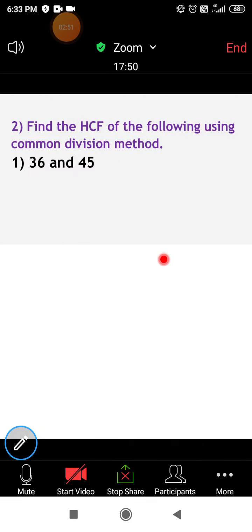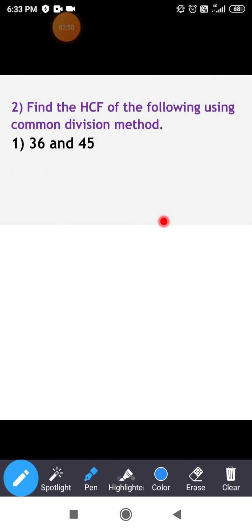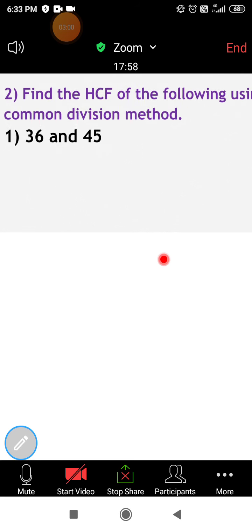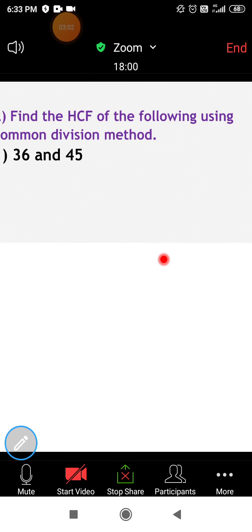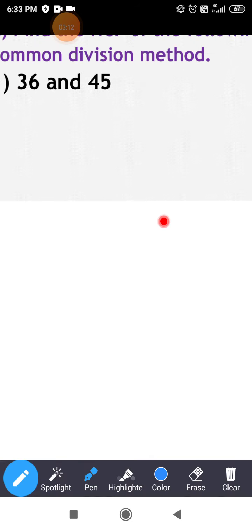Now we will see how to find the HCF by the common division method. In the previous video, I taught you how to find the HCF by listing the factors of the given numbers. Now we have to find the HCF using the common division method. So let's start. We have two numbers here, 36 and 45.